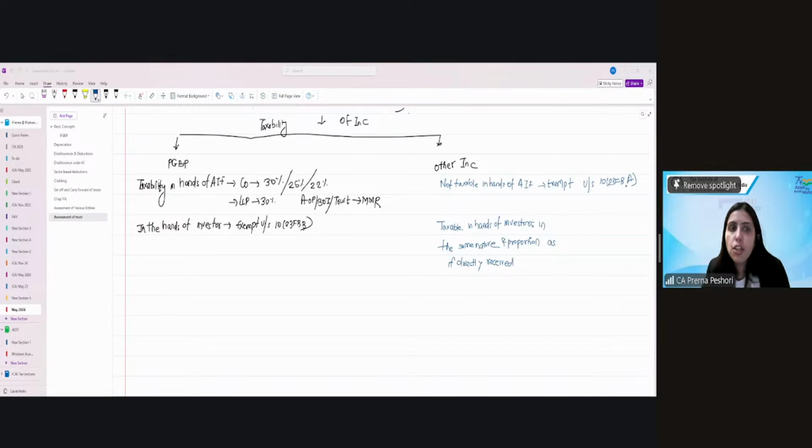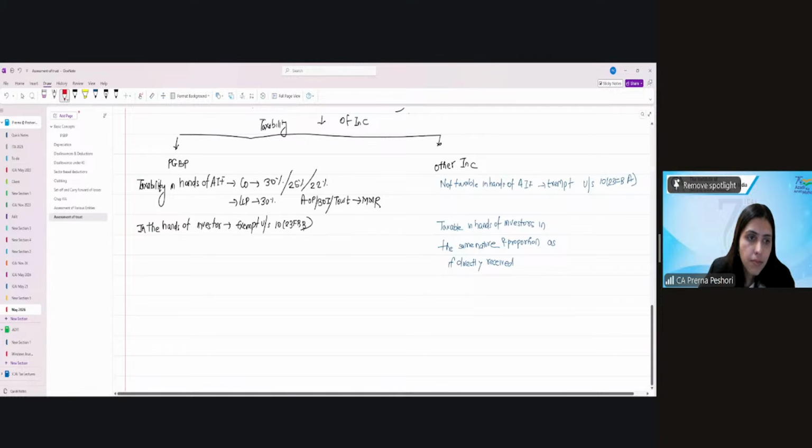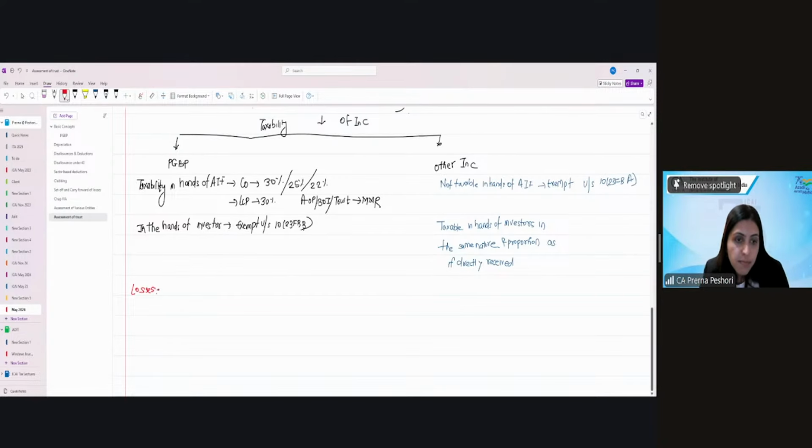Now, there is a different treatment here in respect of the losses. So now, if it is PGBP loss under the head PGBP, income is taxed in the hands of AIF. So the losses will also be allowed to be carried forward and set off by the AIF. This is not there in the case of securitization trust, okay? The investors are not allowed the losses.